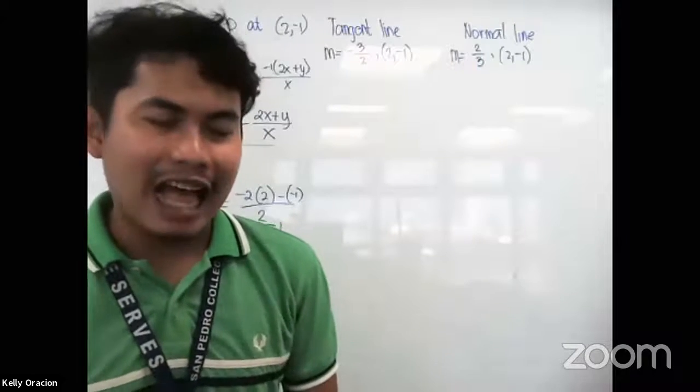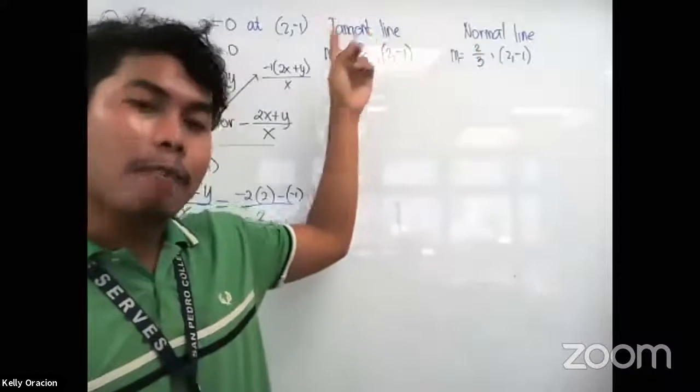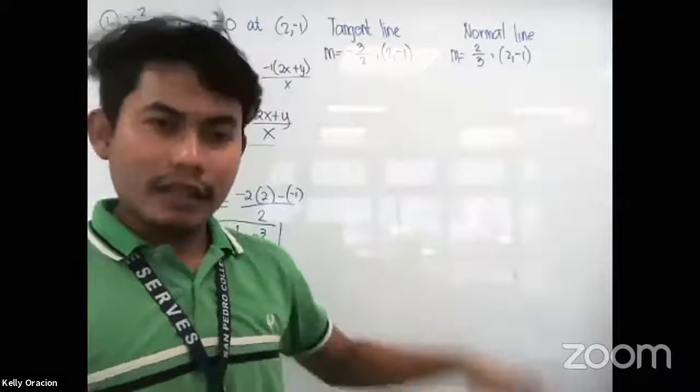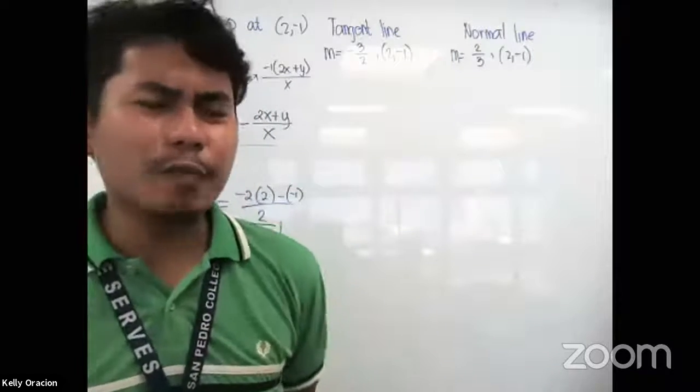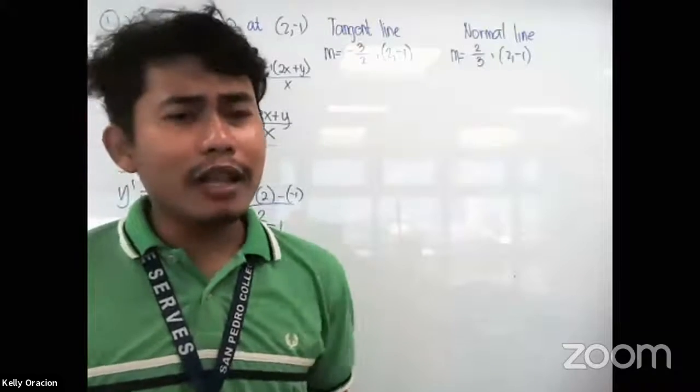Pero baliktad sila. Again, negative ang tangent line, positive ang normal line. Positive ang tangent line, negative ang normal line. Pero baliktad din sila: 3 halves then 2/3. Ganon. So, relationship nilang dalawa. The relationship of the tangent line and the normal line, okay?